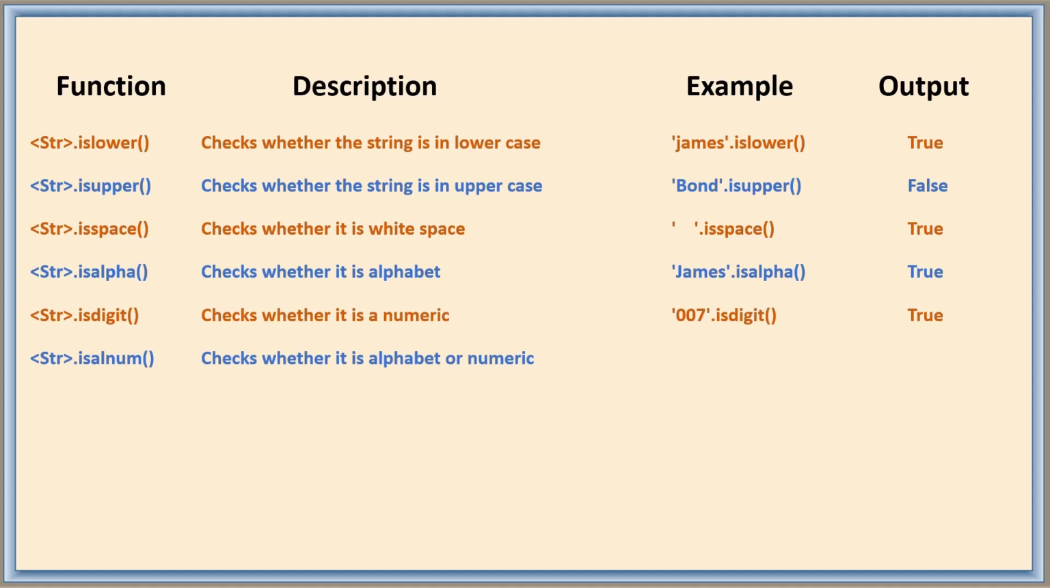isalnum. That means it checks whether alphabets and numerals, that is digits, are both there. 007James is alphanumeric. We can understand it as alphanumeric, so this gives true. Now let us work in the Python window and understand how it works.